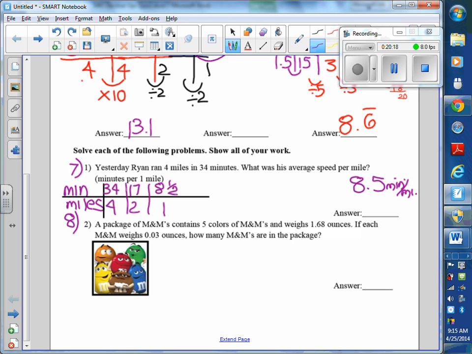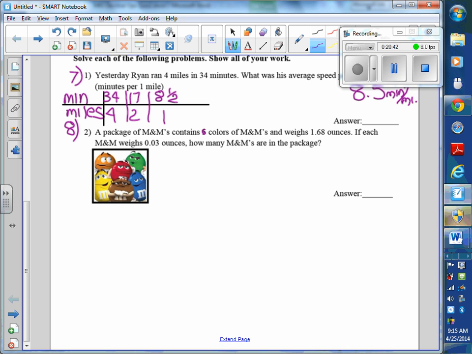Lucas? Number 8. Yeah, the package of M&Ms. So it contains 5 colors. Oh, that on yours it says 6, huh? Doesn't really affect the problem though. That was the typo. And weighs 1.68 ounces. Is that what yours says? Yeah, because I had a corrected version. If each M&M weighs 3/100ths of an ounce, how many M&Ms are in the package?